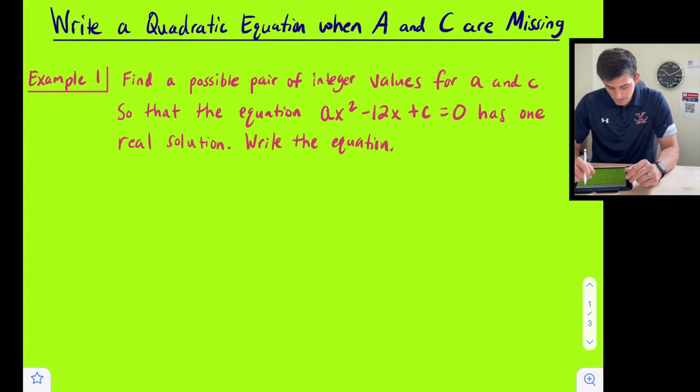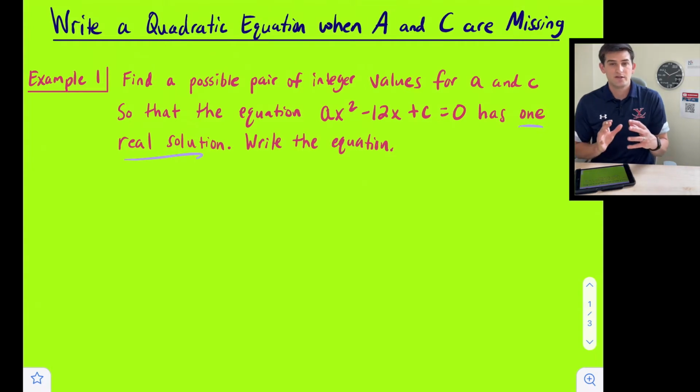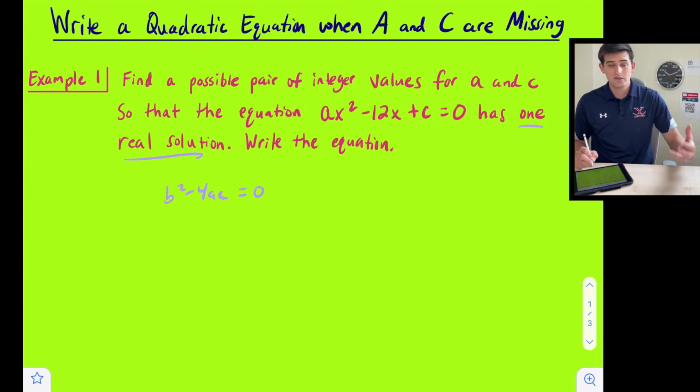So let's jump in. Example 1 says, find a possible pair of integer values for a and c so that the equation ax squared minus 12x plus c is equal to 0 has one real solution, and then write the equation. So the key phrase here is one real solution. That should tell us the discriminant should be equal to 0. So now we can take b squared minus 4ac, and we can set that equal to 0. We know it has to be equal to 0 because we want there just to be one real solution.